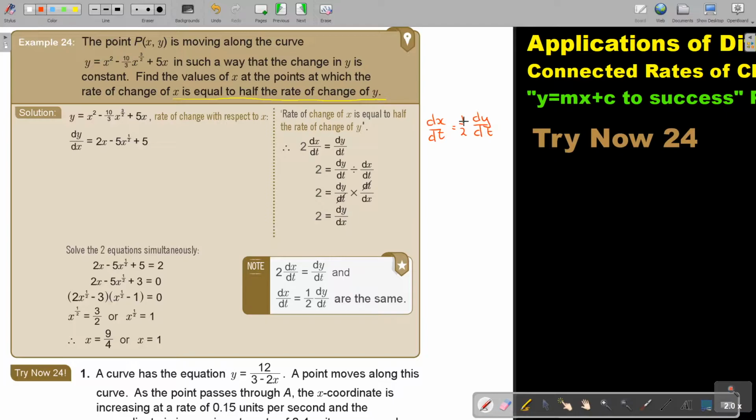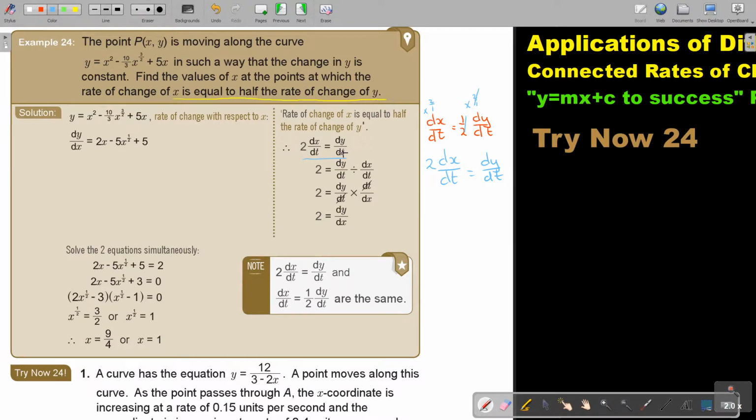Now, in order to just get the 2 in the numerator, I can multiply 2 over 1 on both sides. So then I'm sitting with 2 dx over dt, and what happens to this 2? They cancel. Equals dy over dt. And this is the statement there. Okay, so I think if you bring in this extra step first, it will make this step make more sense.